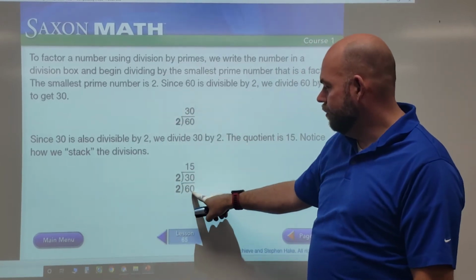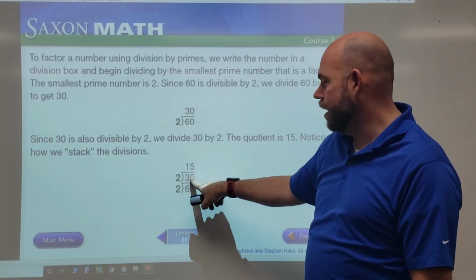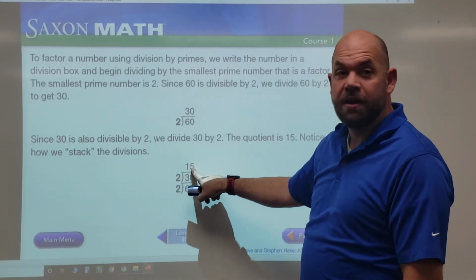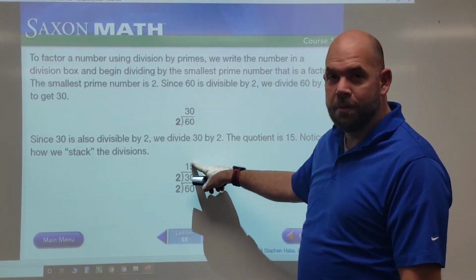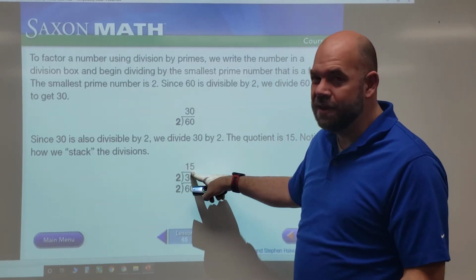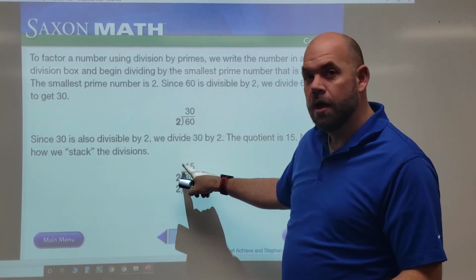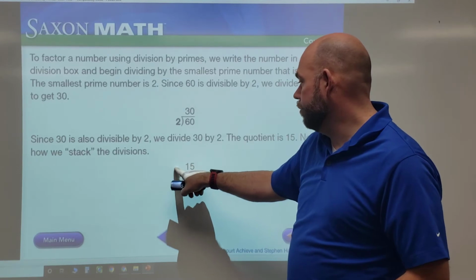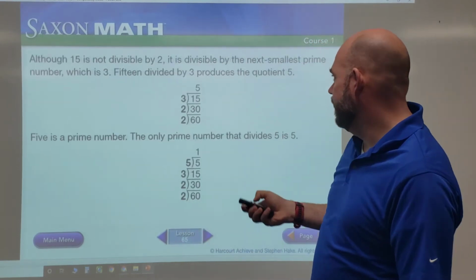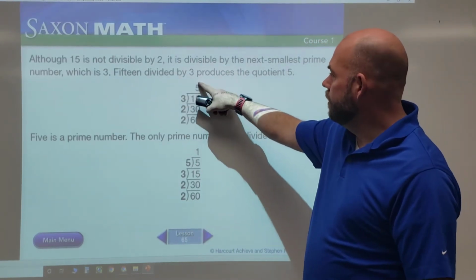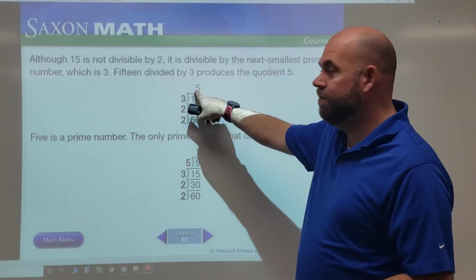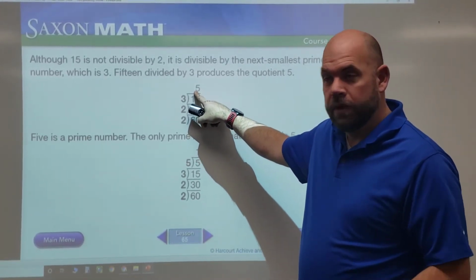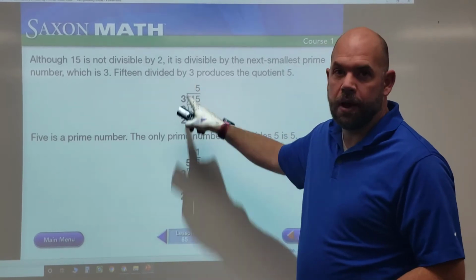So we start with 2 goes into 60 30 times. 30 divided by 2 is 15. Now we can keep doing it. What's the lowest prime number that goes into 15? Now it's not even anymore, so it's going to be 3, right? 3 times 5, so we'll put 3 times 5, it'll look like this. 3 times 5 is 15. Now we have our stack. 5 is a prime number, so we know we're done. So your last number here is going to be prime.